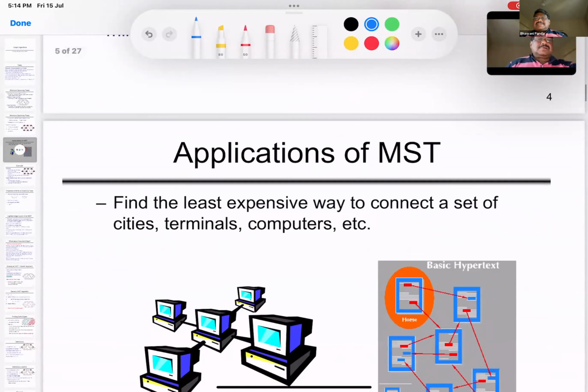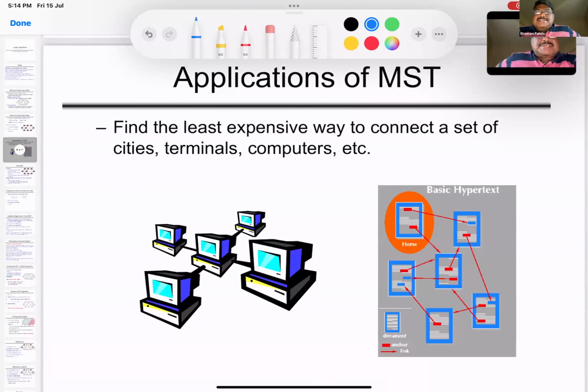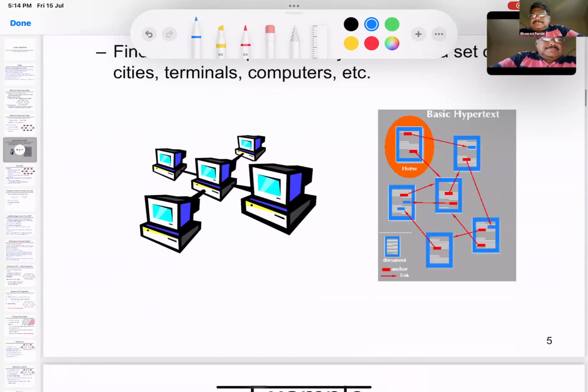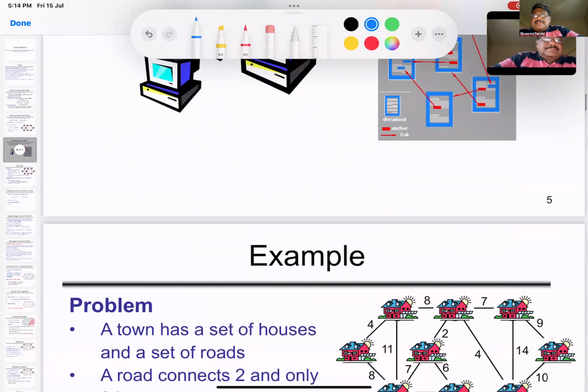Find the least expensive way to connect a set of cities, terminals, computers, etc. If you want to have a network, this is one way you can connect, so that this is the connecting wire, and information will flow from one node to other computers, right? So the MST has other applications. I will show you.